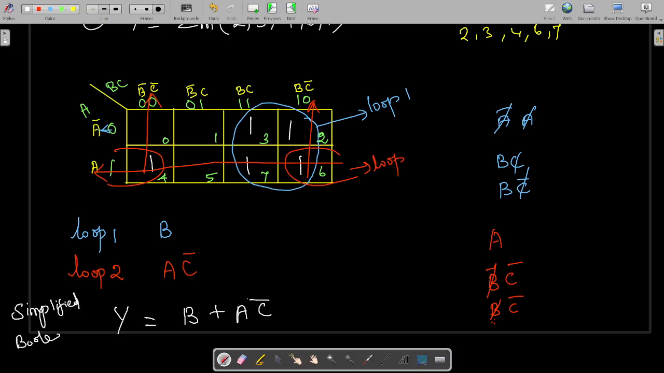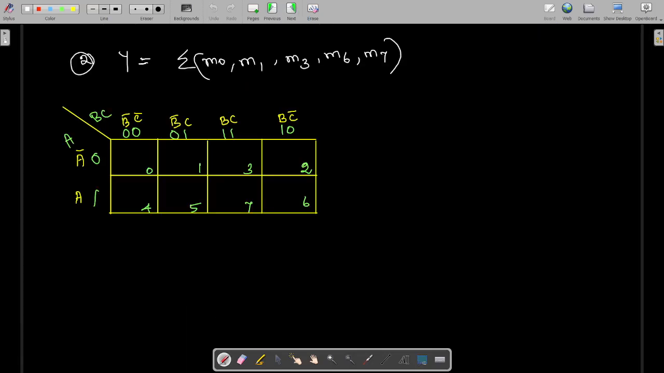This is the simplified Boolean expression. This is how we get the answer. Now I move on to the next problem. This is our second problem. Here also you are given 5 min terms, as given in the problem. We are asked to simplify this Boolean expression.